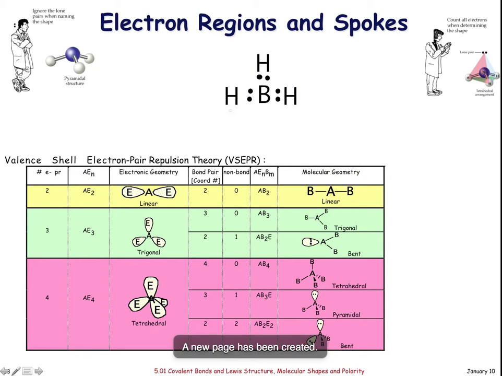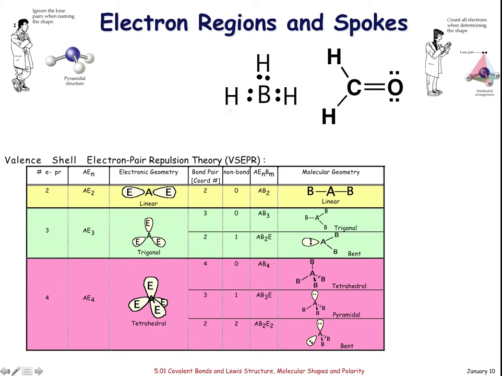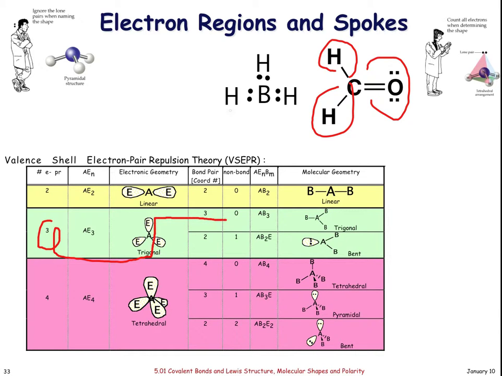Let's take a look at some more examples. Let's consider formaldehyde. Here you can see three regions. 1, 2, 3. We're right here. It's got a trigonal planar electronic geometry. We've got three bonded atoms, zero lone pairs on that central atom. We've got a trigonal planar molecular geometry. It's that easy, really. You just need this chart.